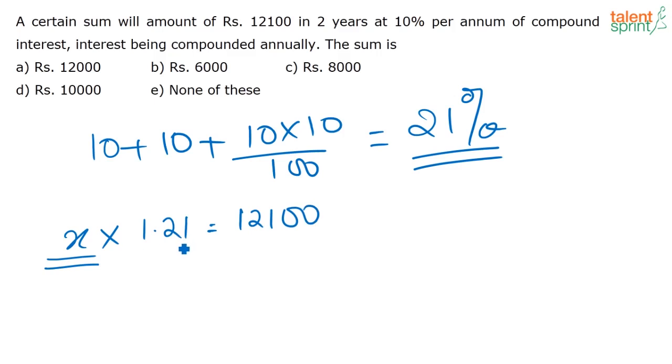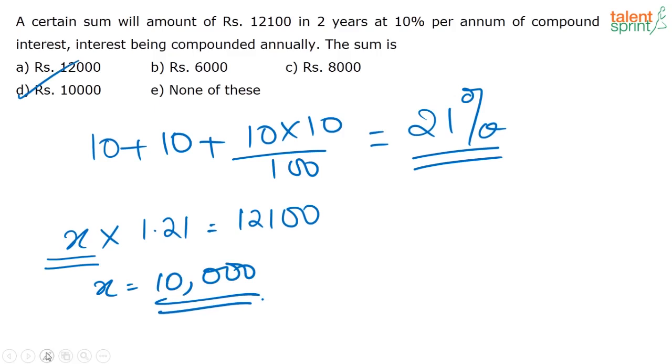How do I write this? 1.21 X, that is X into 1 plus 21 by 100, correct? So that will be the amount that he gets, or from this you solve, you get X is equal to 10,000. Everybody got it as D? Yes, correct. No explanation is required, I guess. So let's move on to the next question.